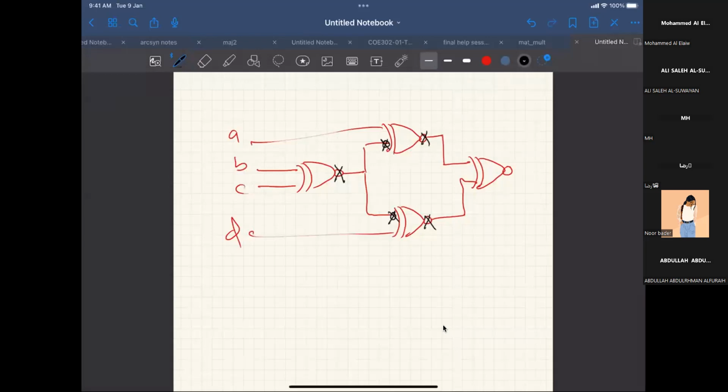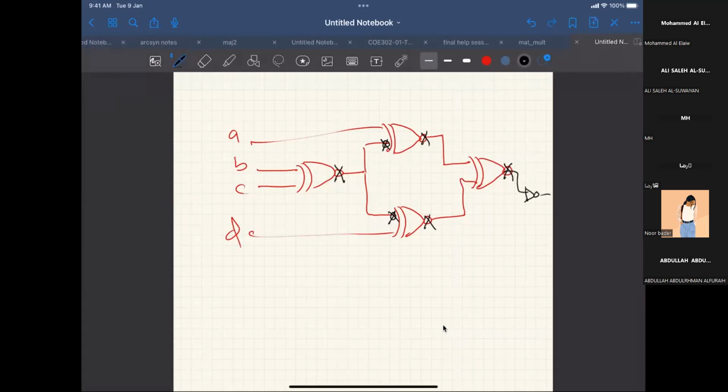Okay, and then for this one, the question says you are free to use inverters. So I'm going to remove this and then use an inverter instead. Right, so this is without minimizing the number of XOR gates.